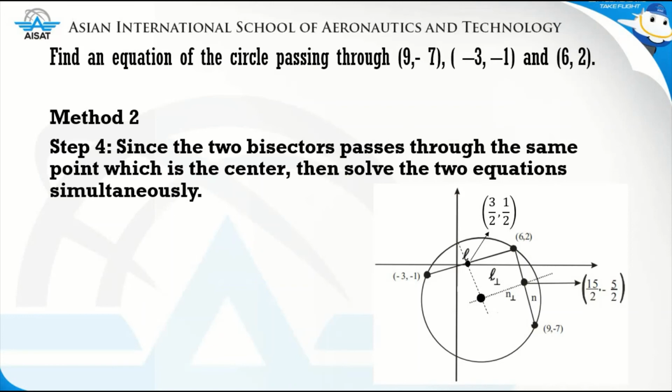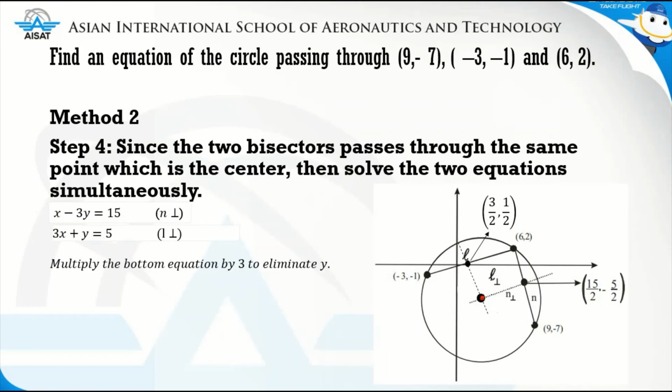Now here, on step 4, since we have the equations of the two bisectors, and we know that the intersection, meaning these two bisectors meet at the center of the circle, now we have to solve the equations simultaneously. Okay? So our equations are x minus 3y is equal to 15, and the other is 3x plus y is equal to 5. So doing the same process as we did on method 1, we will find a way to eliminate one of these two variables.